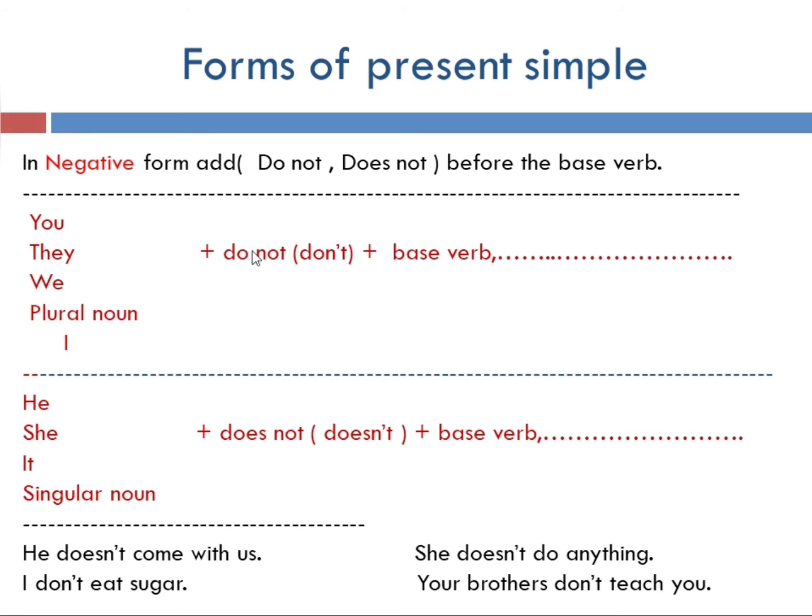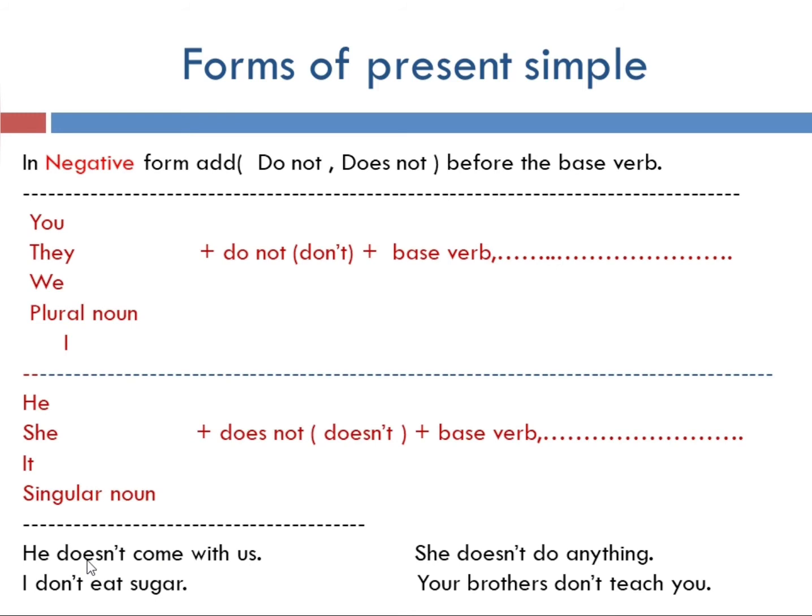If we have this subject, we will just add what? Do not. But if we have these subjects, he, she, it, or a singular noun, we will add doesn't, does not. For example, you cannot say he don't or she don't. Or in here, you cannot say you doesn't or they doesn't. You have to say, for example, you don't and they don't, and he doesn't or she doesn't. Then we will just add the base verb. Then we complete our sentence.